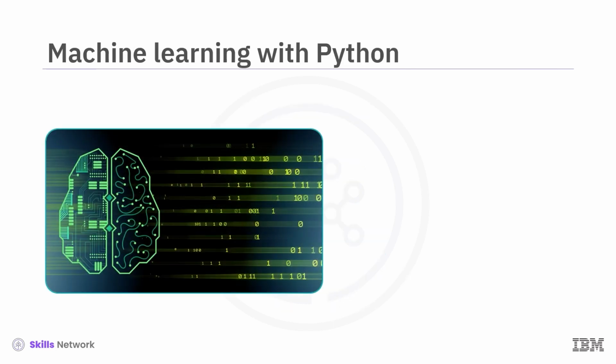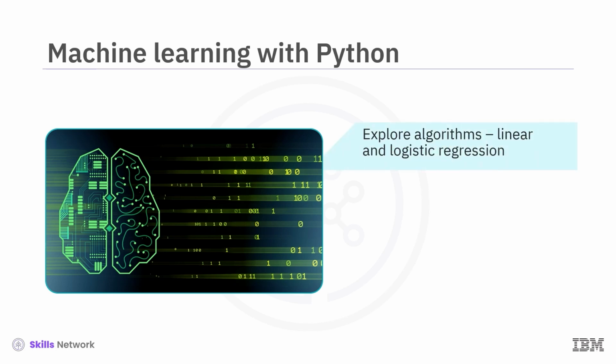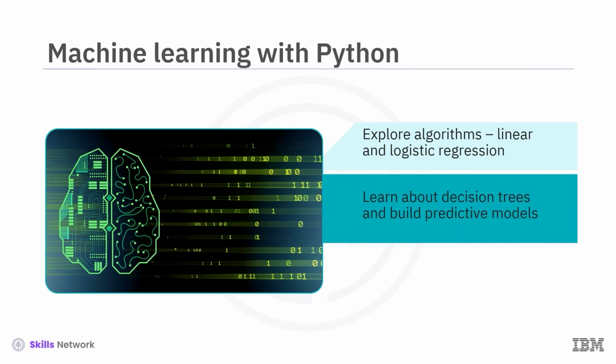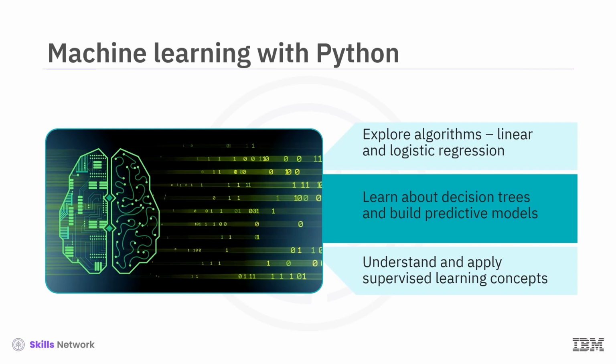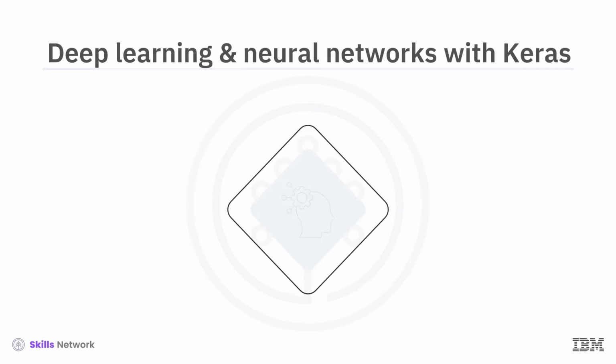This professional certificate journey will introduce you to the fundamentals of machine learning using Python. You'll learn how to implement algorithms such as linear regression, logistic regression, decision trees, and more to build predictive models. By the end, you'll understand the key concepts of supervised learning and be able to apply these models to solve real-world problems. Deep learning basics and neural network architecture are essential for any AI professional.